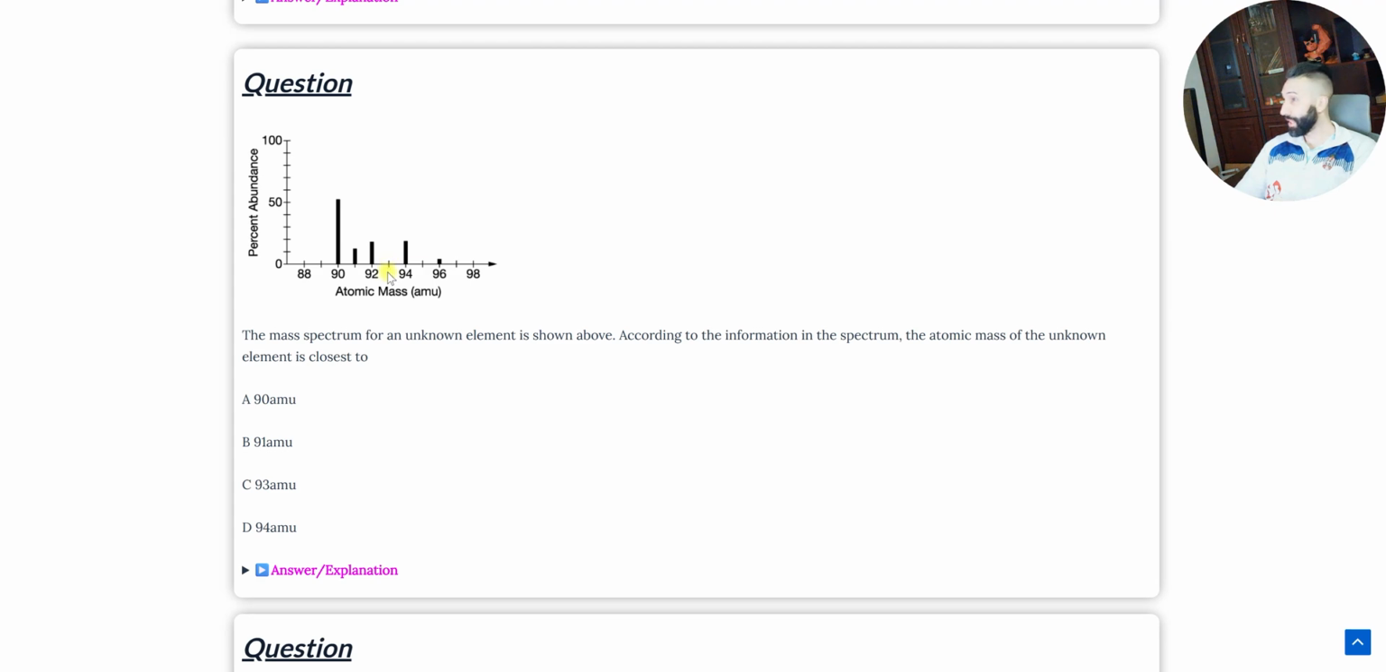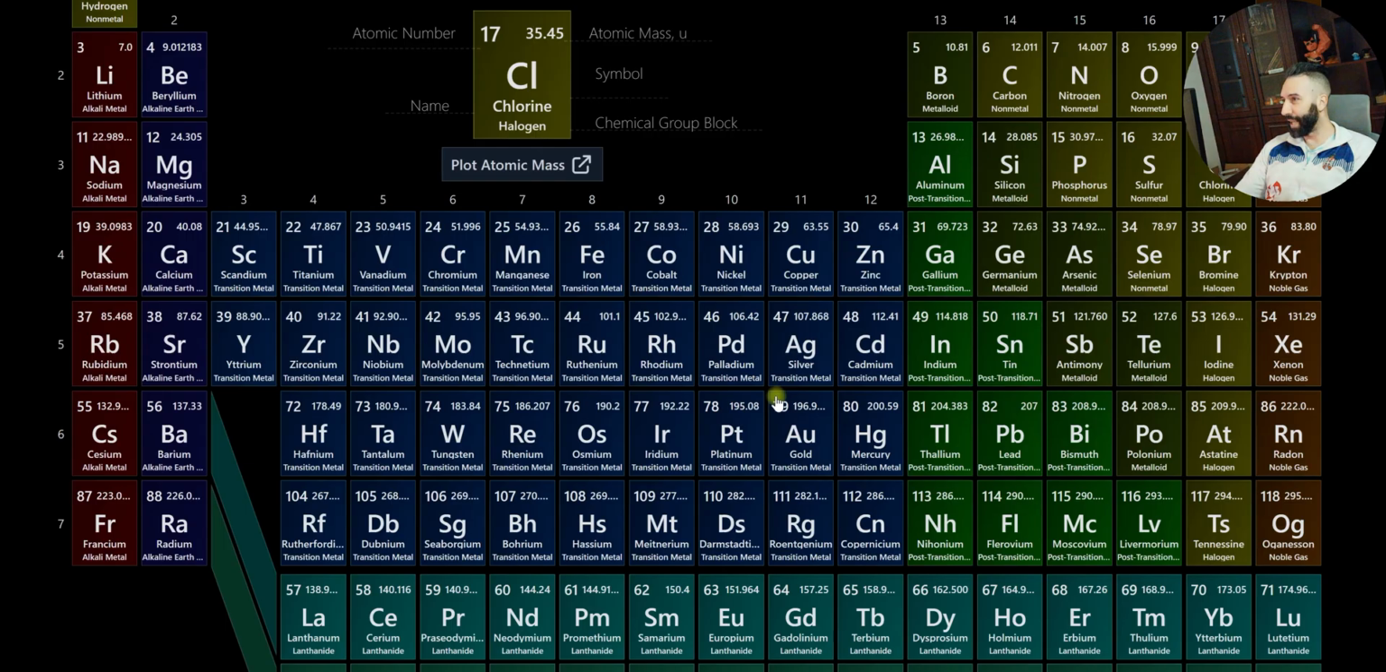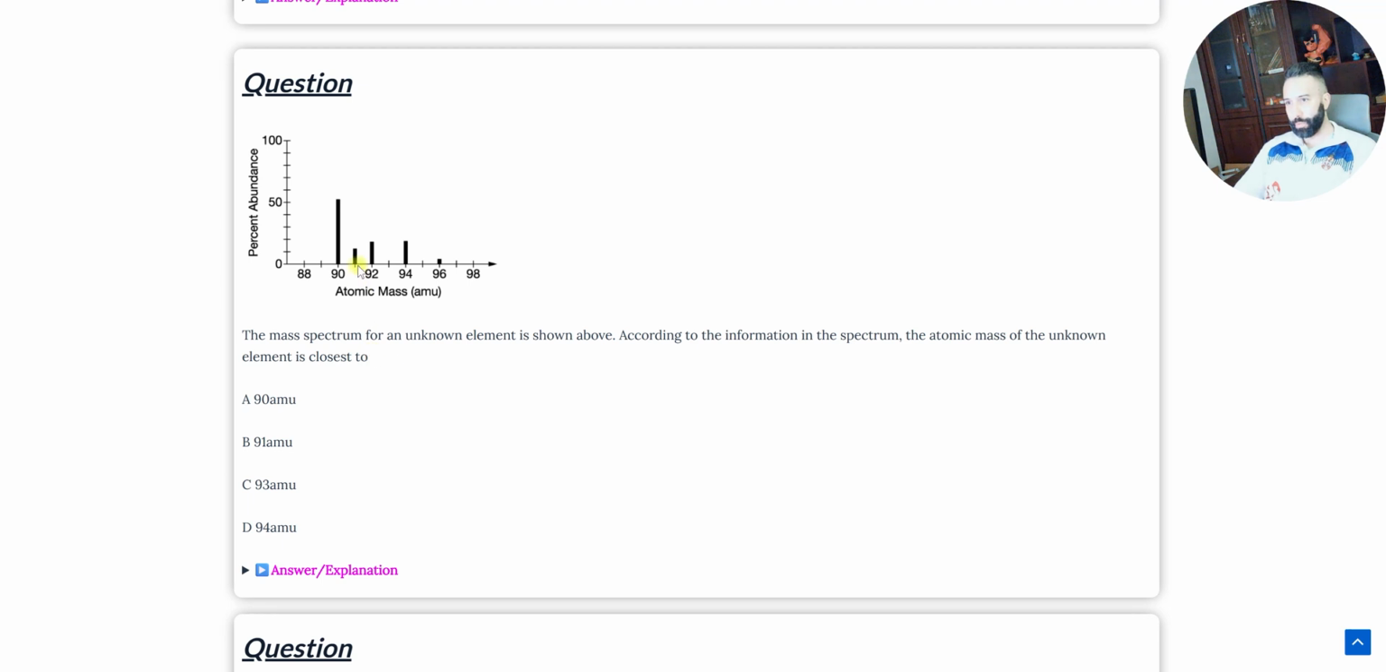So let's just check the periodic table, because you always got that option. 91.2 and 92.9. So in this case, for example, you should calculate, because those are both good options. 91.2 would be here. It's a good option. It's possible.